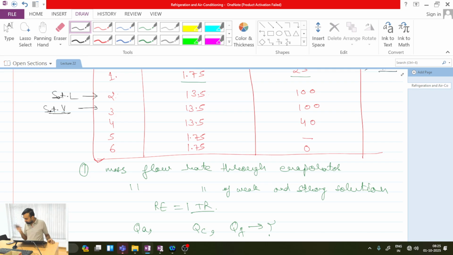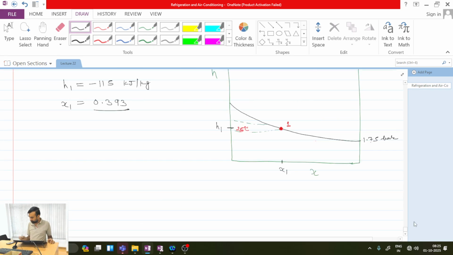Now come back to the HX diagram. What do I need to locate now, please tell me. 13.5 bar. So say this is my line of 13.5 bar. And how much temperature? 100 degrees Celsius. Are you getting some point like this?